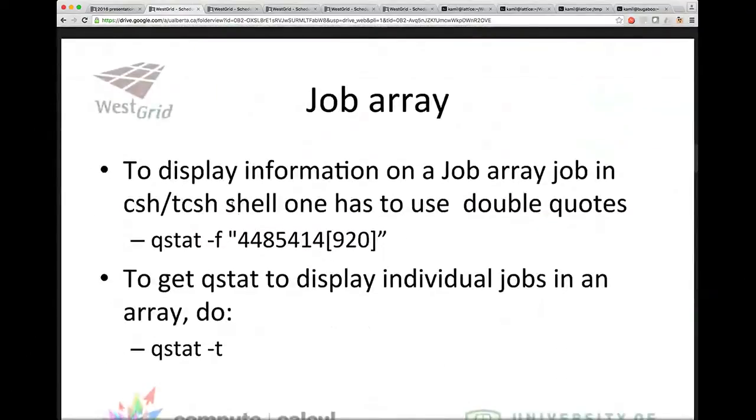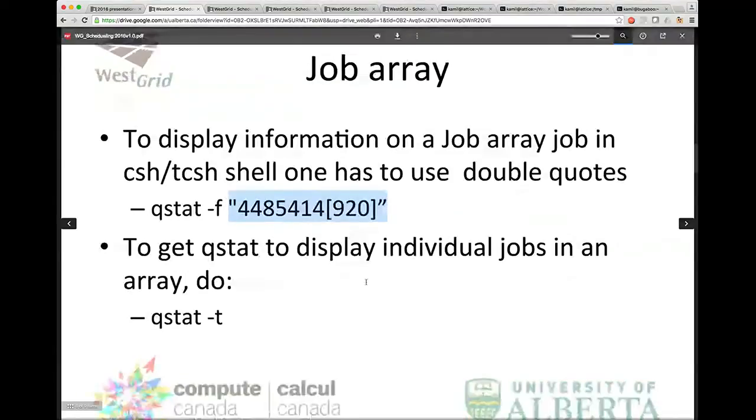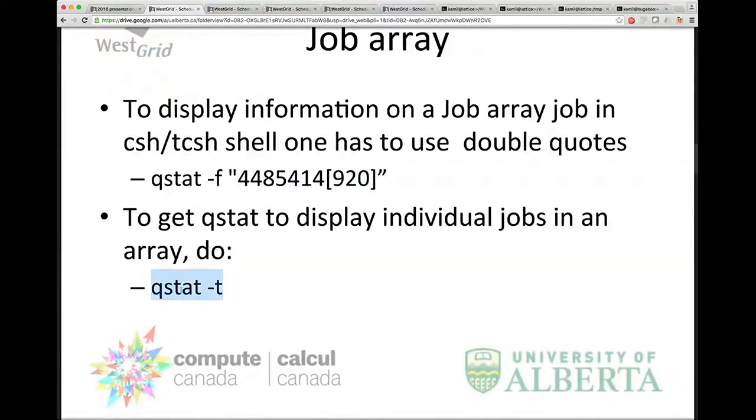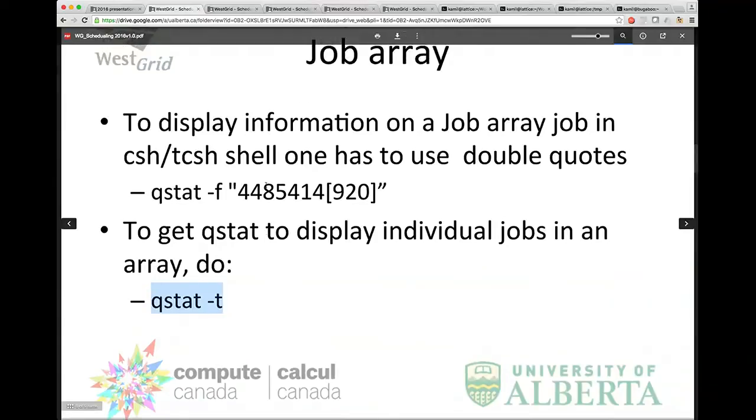Now, in order to see the information about your jobs in C shell or TC shell, you may need to have double quotes. And when you run qstat, you may want to do a qstat -t. That will actually show you your job information. If you do a qstat -a, you won't see the information about each individual task. You're just going to see information about the whole job array itself.